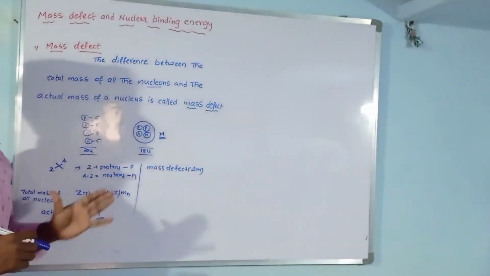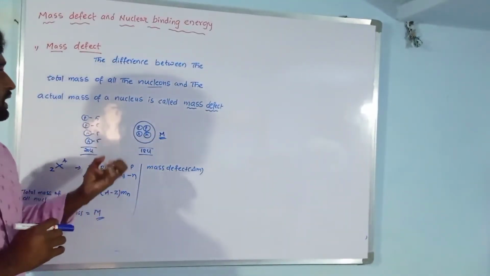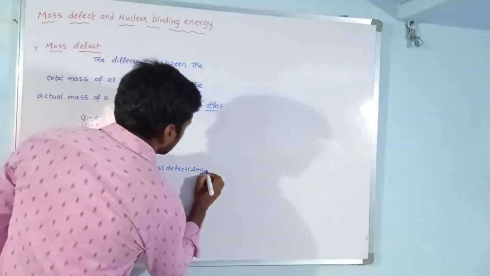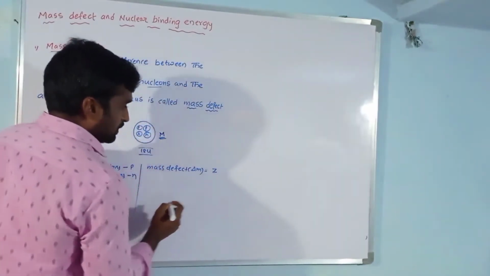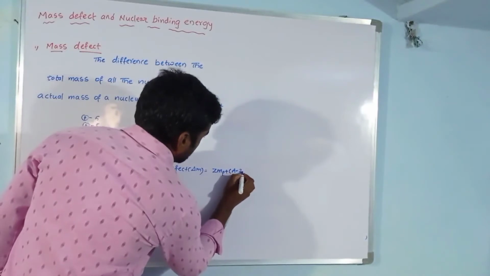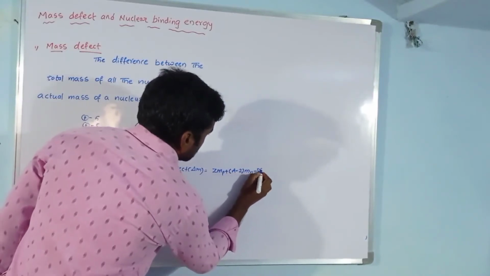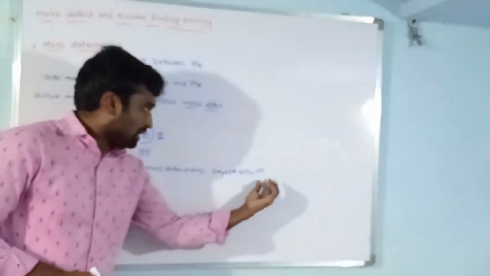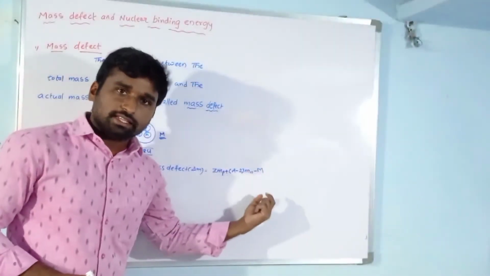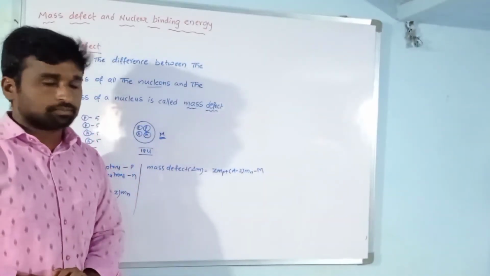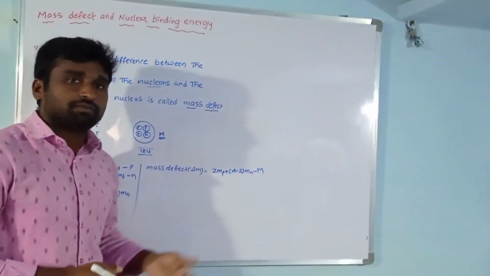Mass defect is the difference between the total mass of all nucleons and the actual mass of the nucleus. The total mass of all nucleons is ZMP plus (A minus Z)MN. Capital M is the actual mass of the nucleus. The actual mass of the nucleus is always less than the total mass of the nucleons when we measure them individually. So this is the mass defect formula.